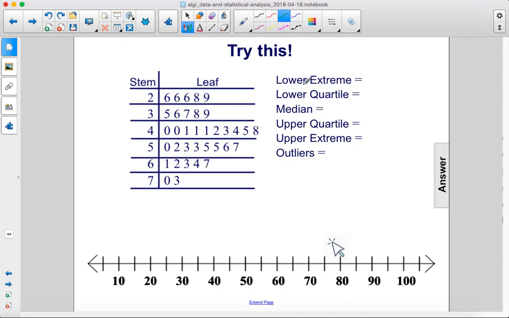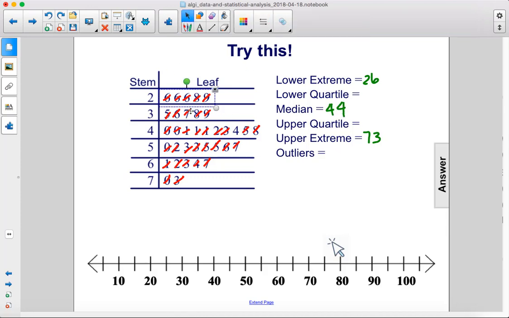Try this. All right, so let's get started. The lower extreme right now is 26, unless we determine that these are outliers, but for now, let's just pick the lowest and the highest value. We have 73 as our upper extreme. What's our median? So let's go working towards the middle. All right, 44 is our median. So let me erase all these marks, and I'll circle our median again, 44.